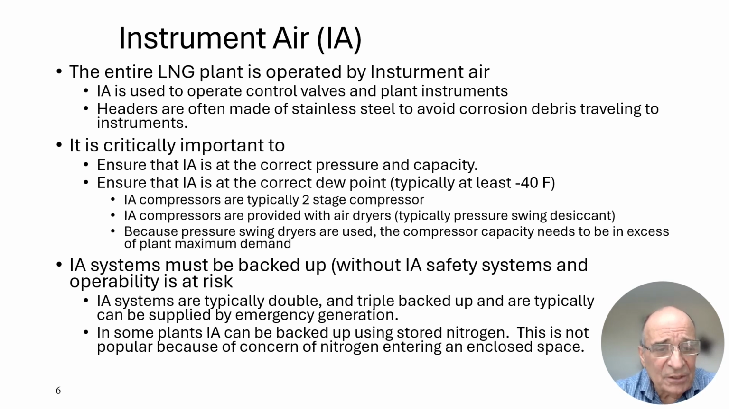Instrument air systems are typically double or triple backed up and typically can be supplied by the emergency generator. So if you lose electricity, you still need instrument air. So your emergency generator is built in place to provide electricity to your instrument air compressor. In some plants, instrument air is even backed up with nitrogen. This is not popular because of the concern of nitrogen entering into an enclosed space.